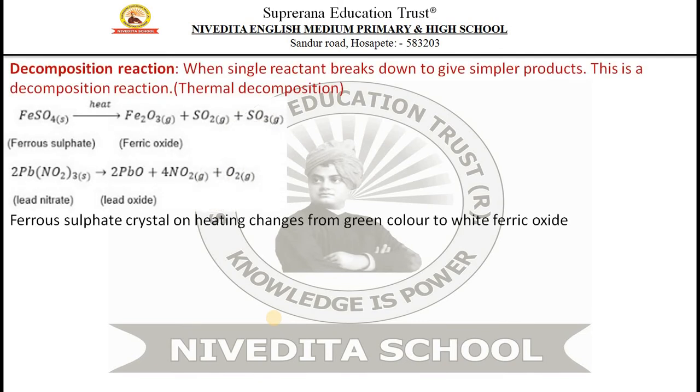Okay, so the second type of chemical reaction is called decomposition reaction. So where a single reactant breaks down to give simple products. This is a decomposition reaction. So let us see. As you can see here, a big substance breaks down to form smaller substances. Right, so this is called a decomposition reaction. It is also called thermal decomposition. So these are some examples.